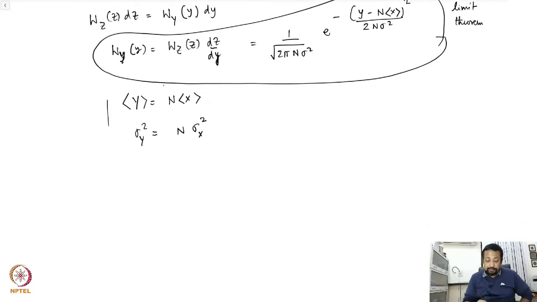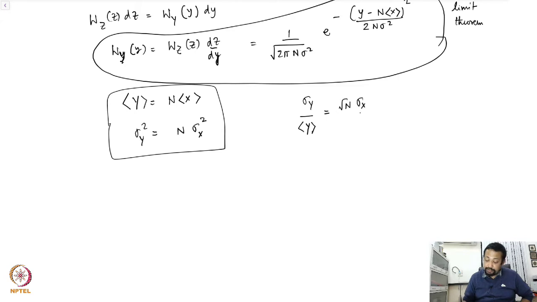The second part is, of course, the average of y is n times the average of x, and sigma squared y is n times sigma squared x. Therefore, sigma y divided by the average of y is going to be square root n sigma x divided by n times the average of x, which is 1 over square root n times sigma x over the average of x.